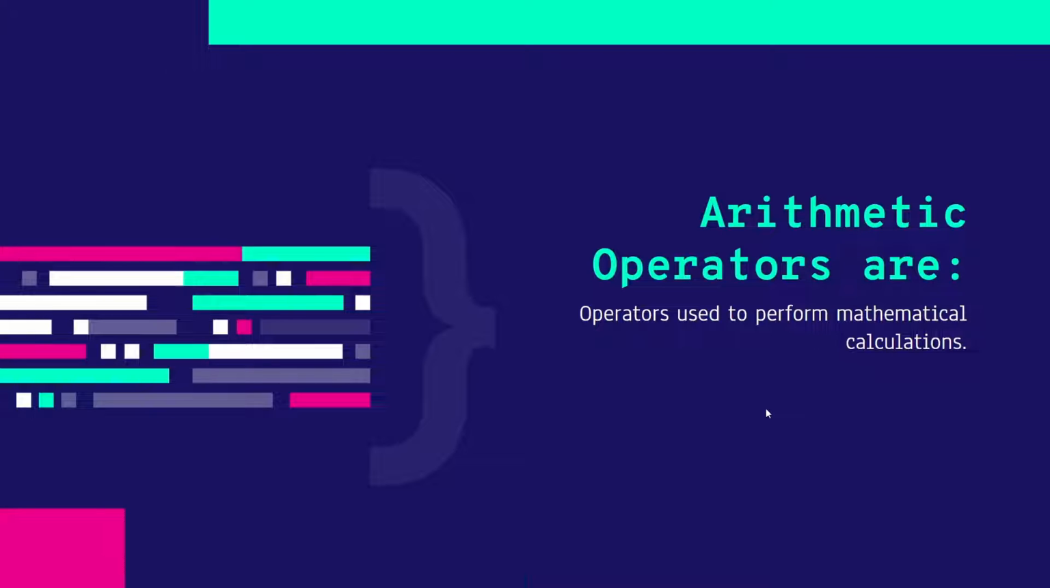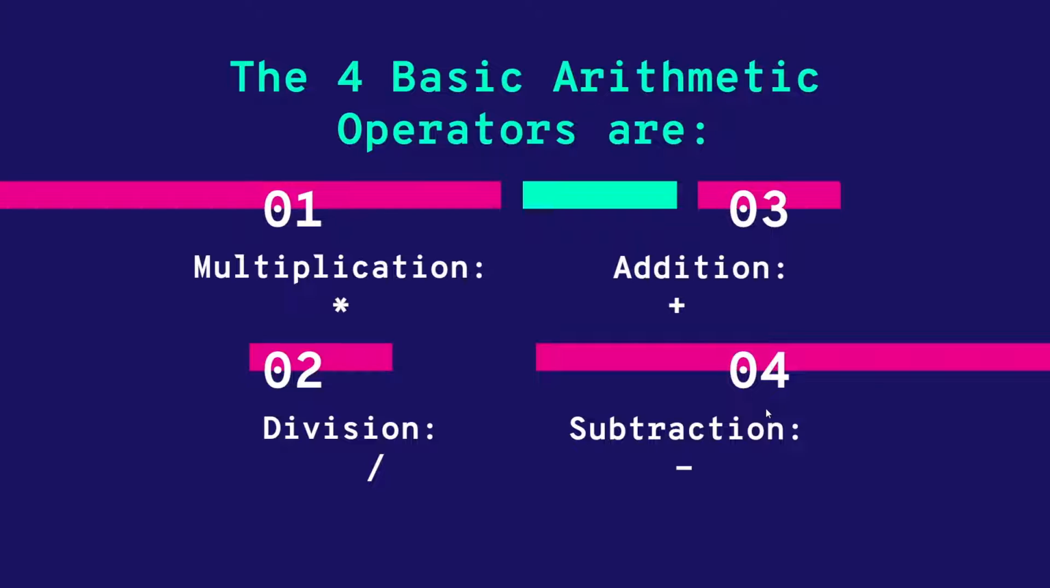An arithmetic operator is an operator used to perform mathematical calculations in our code. The four basic arithmetic operators are multiplication, division, addition, and subtraction. Multiplication is symbolized by an asterisk, division is a forward slash, addition is plus, and subtraction is a minus.